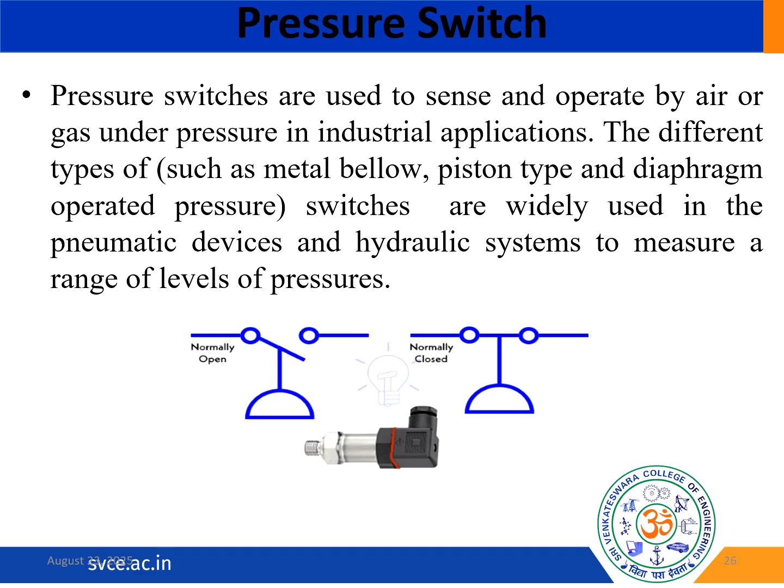So next we'll move on to the pressure switch. Pressure switches are used to sense and operate by air or gas under pressure in industrial applications. The diagram shows how it is normally open and how it is normally closed. The different types of pressure switches can be mentioned, for example metal bellow, piston type, and diaphragm operated pressure switches, which are widely used in pneumatic devices. These types can also be used in hydraulic systems to measure a range of pressure levels. The single pole or double pole pressure switches are operated by pressure detection elements, which trigger the contact to open or close to change the position of the system.